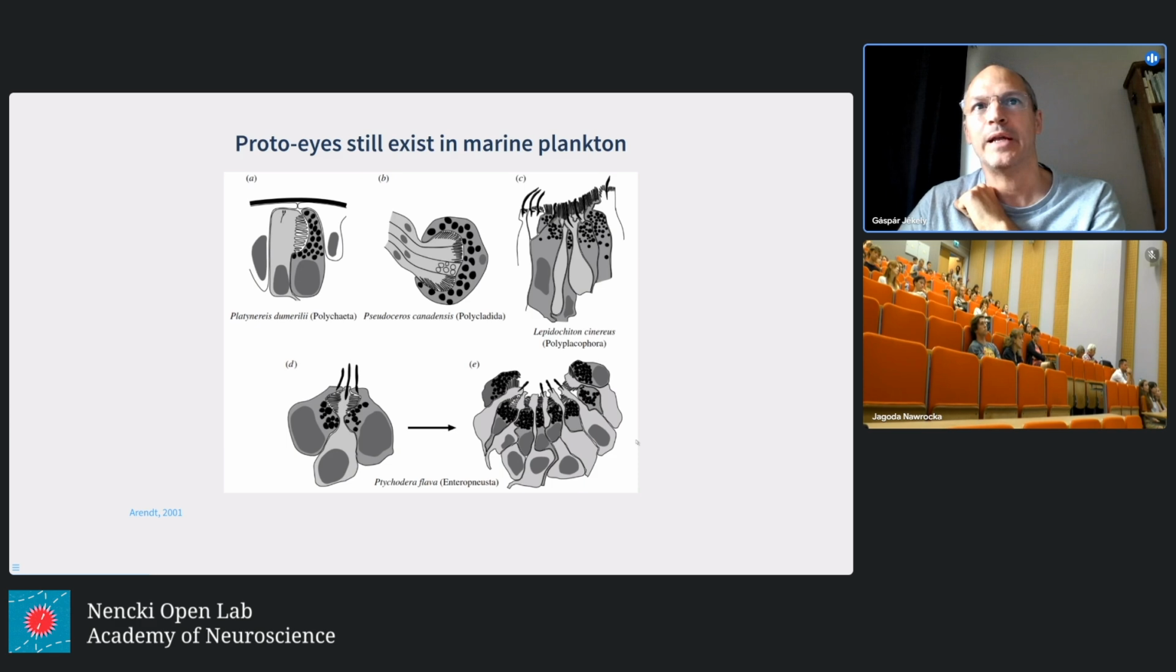larvae of marine invertebrates, such as annelids or flatworms, or the enteropneusts, so these are hemichordates, or other animals, also cnidarians. So in a large number of animal phyla, we find these very simple eyes, and often they only consist of one or two or a handful of photoreceptor cells and a few pigment cells, as you can see in these schematics. So this would be a photoreceptor cell, and this cell with these black dots here, this is the pigment cell that provides some kind of shading and directional information to this proto-eye.